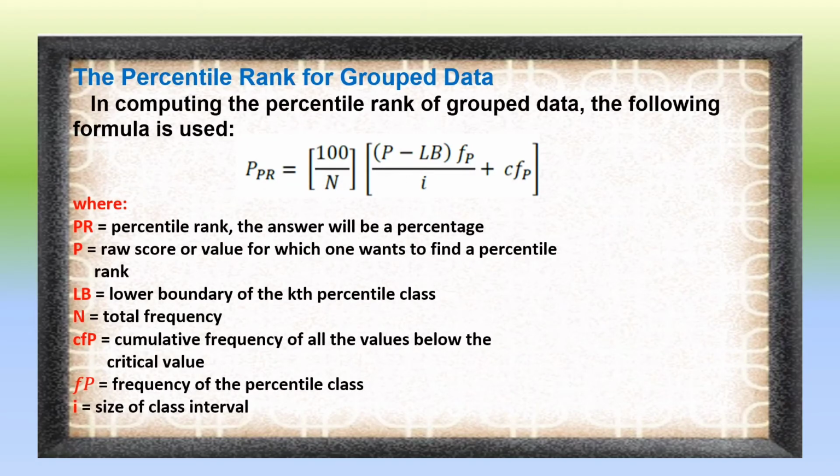In computing for the percentile rank of group data, we use the following formula. Percentile rank is equal to the quantity 100 divided by n, where n stands for the total number of frequency, times the quantity p, which is the raw score or value for which one wants to find a percentile rank, minus lb, or the lower boundary of the kth percentile class, times f sub p, or the frequency of the percentile class, divided by i, or the size of the class interval, plus cf sub p, or the cumulative frequency of all the values below the critical value. So class, these quantities in our formula will be thoroughly explained in our next set of examples.